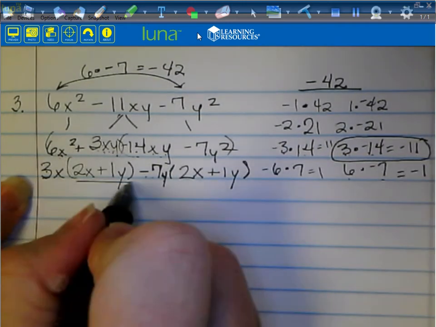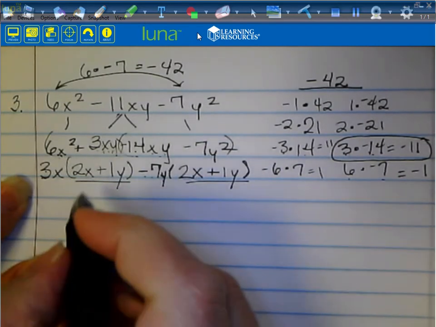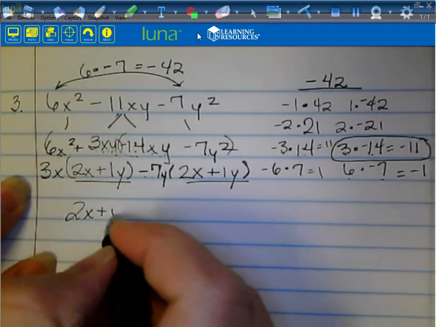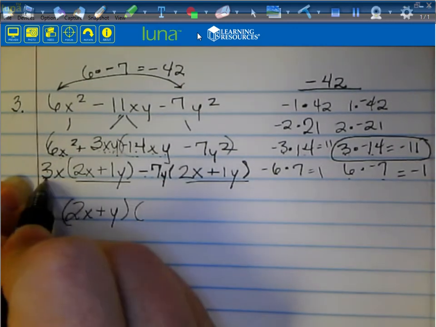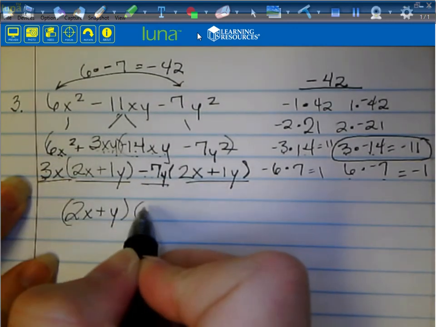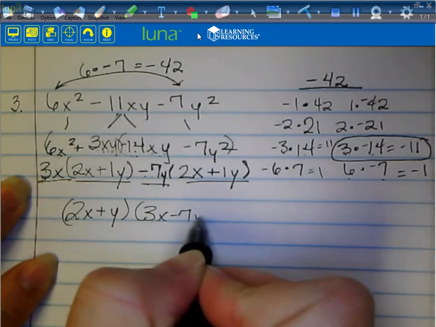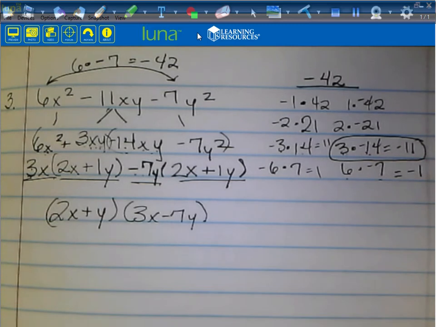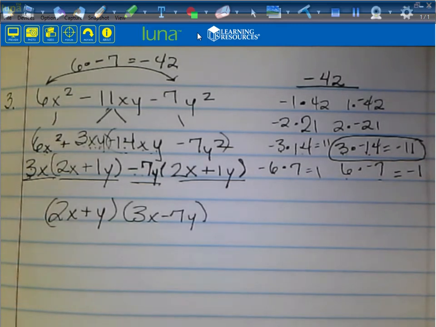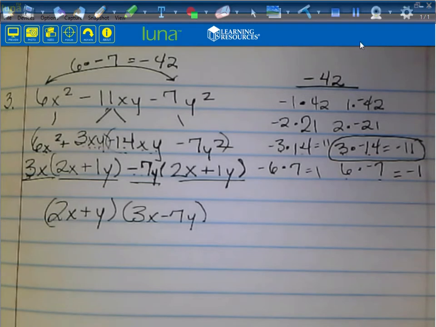So in my first set of parentheses, I'm going to put 2x plus y, because 1y and y are the same thing. And then my second set of parentheses, I'm going to put what's on the outside, my 3x minus 7y. That is my final answer. And I'm not going to make you check on this one. Make sure that you have that down before you move on.